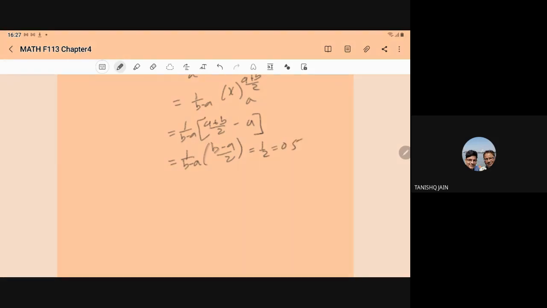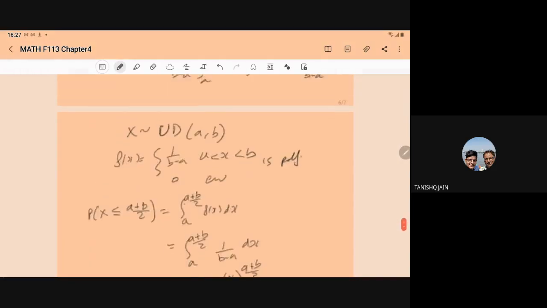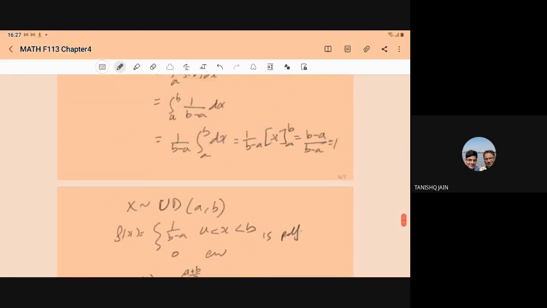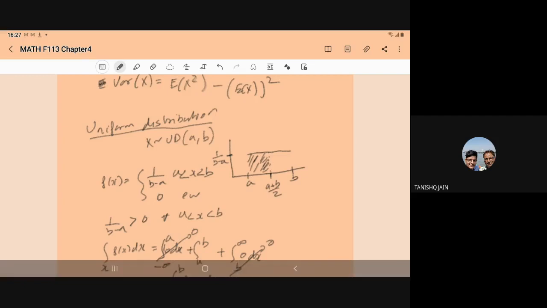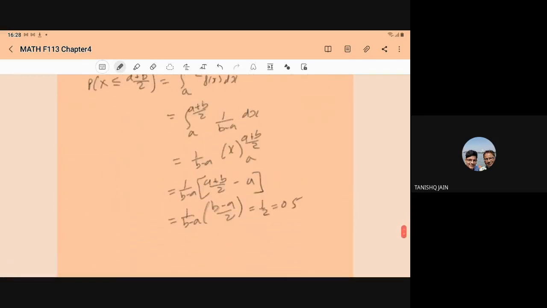So naturally, because (a plus b) by 2 is the middle point of a and b, the area under the density curve f(x) from the start to (a plus b) by 2 will be half, and that is the probability. Here the area represents the probability.